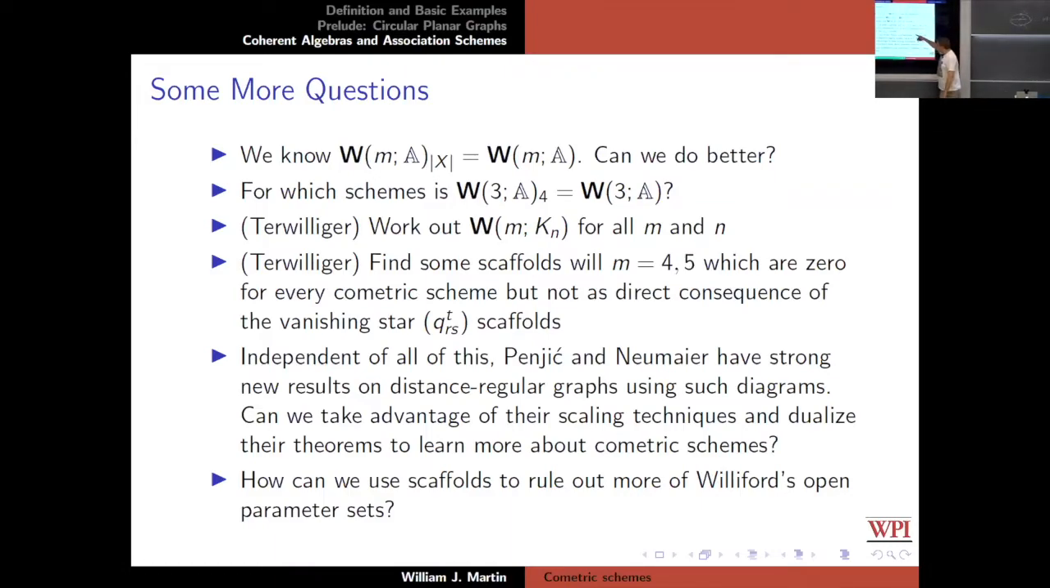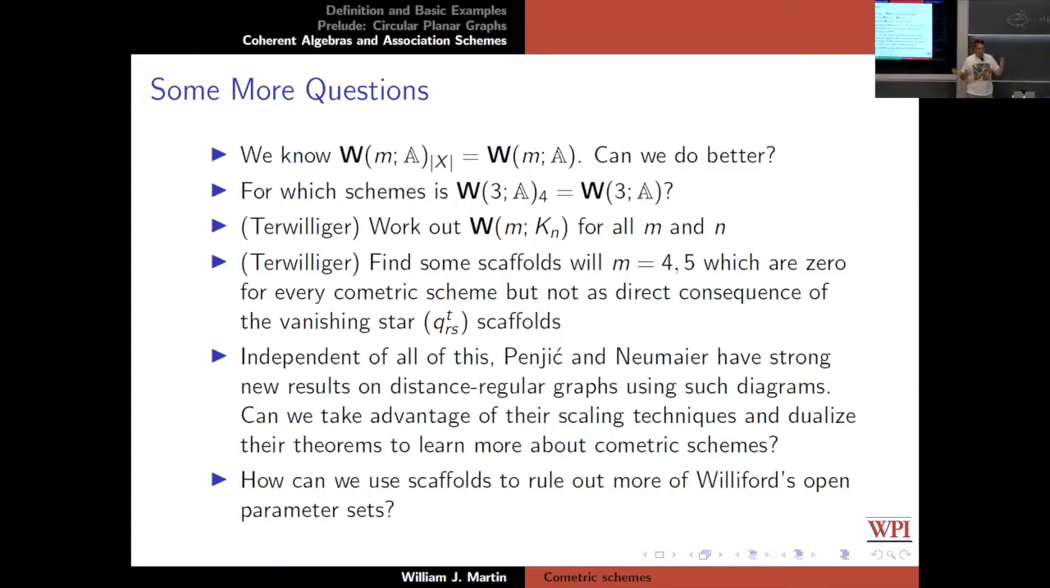Independent of all this, I haven't spoken to you about these nice papers of Penjic and Neumaier on distance regular graphs, where their scaffolds are 0th order scaffolds, and they sort of are taking averages. So there's a scalar out front, and they have techniques that are very powerful for saying things about the intersection arrays of distance regular graphs. And it could be that the two approaches can reinforce one another. So we might be able to learn something from their techniques. For example, we might be able to dualize some of their theorems about distance regular graphs and get some statements about cometric association schemes.